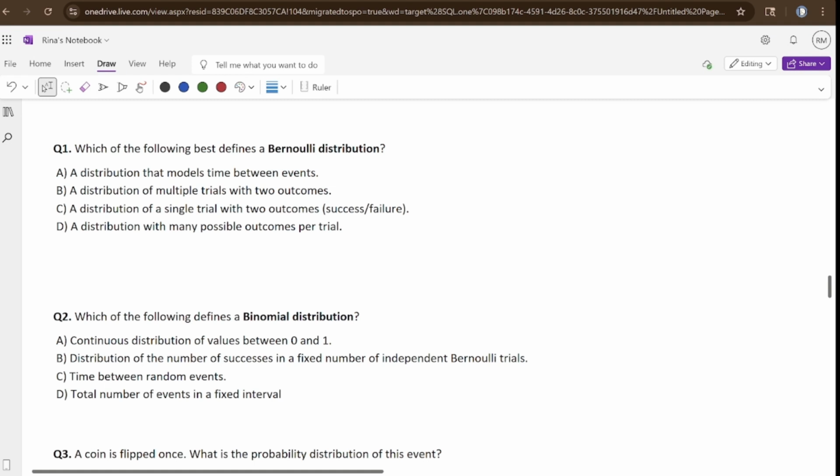So today we are going to discuss some questions from the distributions of probability. Okay, first question. Which of the following best defines a Bernoulli distribution? What is a Bernoulli distribution?